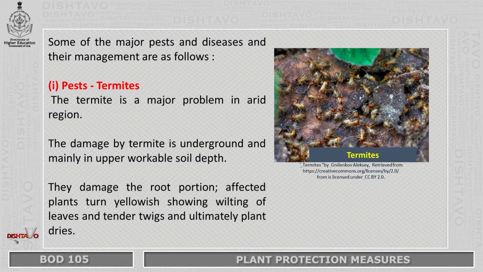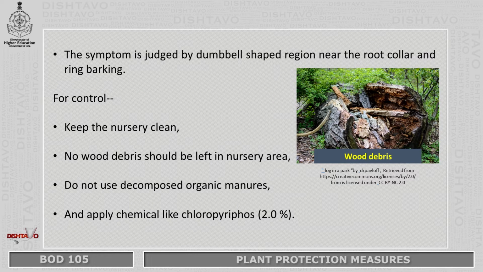Termites. The termite is a major problem in the arid region. You can see in the picture how they damage the plants. The damage by termites is underground and mainly in the upper workable soil depth. The damage to the root portion also affects the plant and turns them yellow, showing wilting of leaves and tender twigs, and ultimately the plant dies. The symptoms are judged by a dumbbell-shaped region near the root collar and ringing of bark.